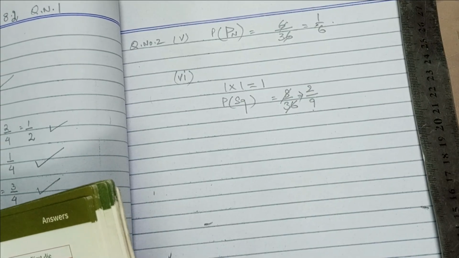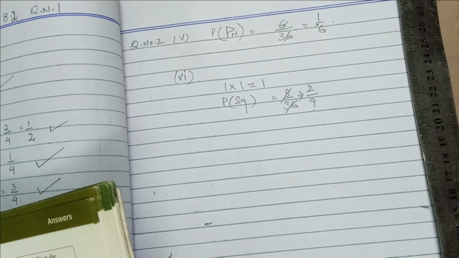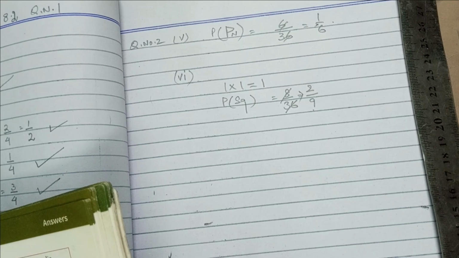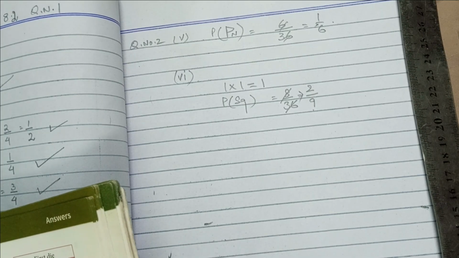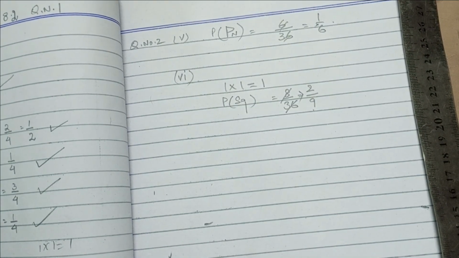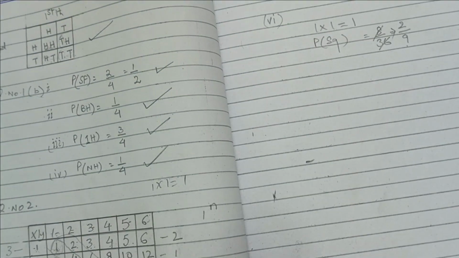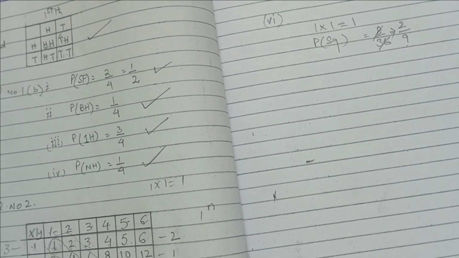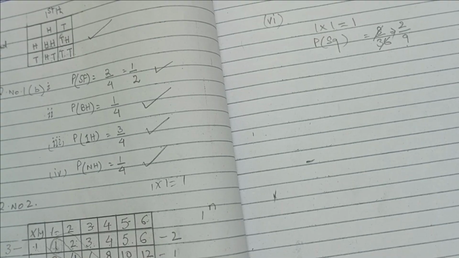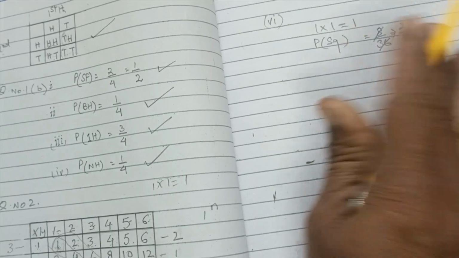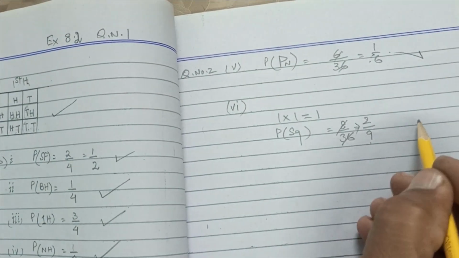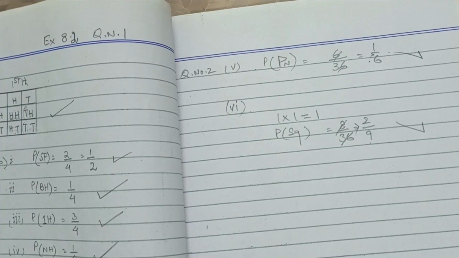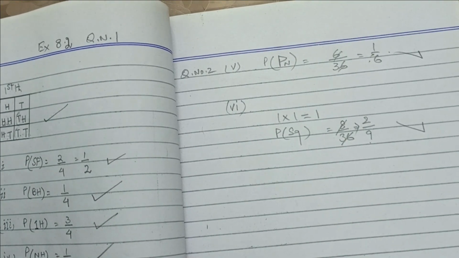Okay. Now question number 2, this was question number 2. So this is correct. This is correct. 2 upon 9 is correct. 7 divided by 9 is correct. 1 divided by 6 is correct. Okay, this is correct, and this is also correct. Okay, now let me proceed to the third question.